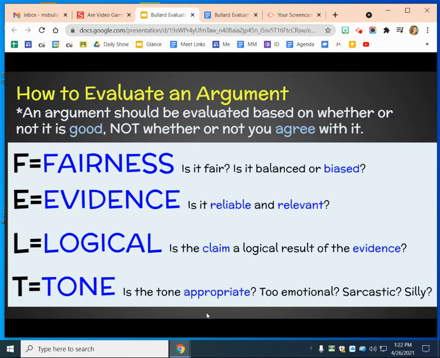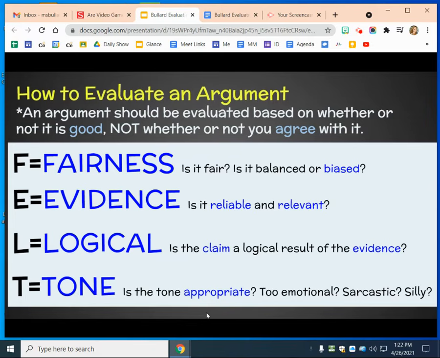And I want you to ask yourself, is it balanced or is it biased? Biased arguments are arguments that only talk about one side of an issue. They don't give you any information on the other side. It's one-sided. And if it's one-sided, it's weak.